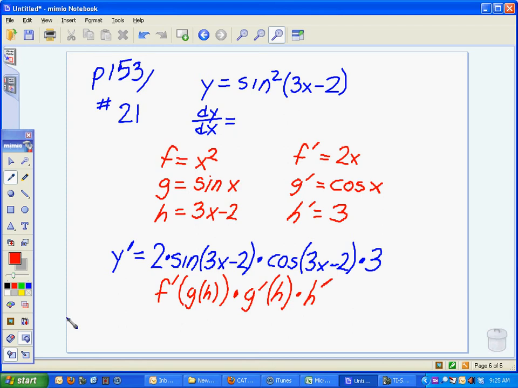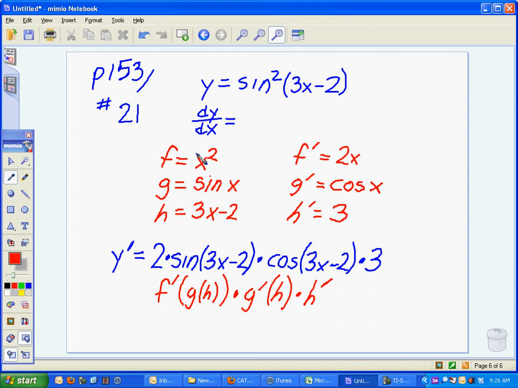So you can imagine what would happen if there were 4 functions, say f, g, h, and k. You would have f prime of g of h of k. Then you would have g prime of h of k. Then you would have h prime of k. And then you would have k prime. The important thing to remember is that every one of your derivative functions, f prime, g prime, h prime, however many there are, every one of them is going to get used once. And all of the original functions will get used over and over except f.